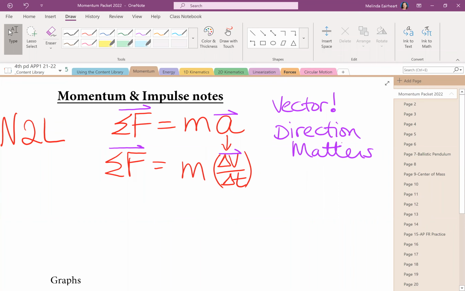Okay, well, let's do a little rearranging and get this in impulse and momentum fashion. And so what if we multiply both sides by change in time? We'll get net force times time equals m delta v. And we can keep those vector symbols here.